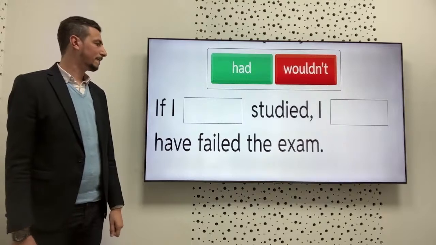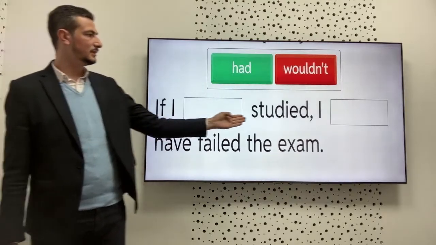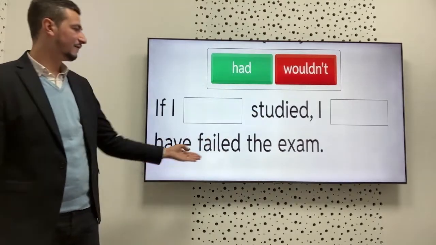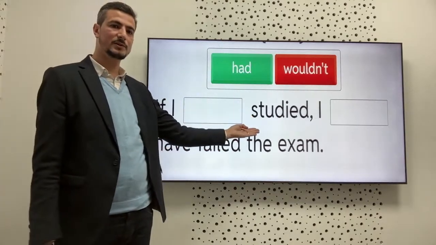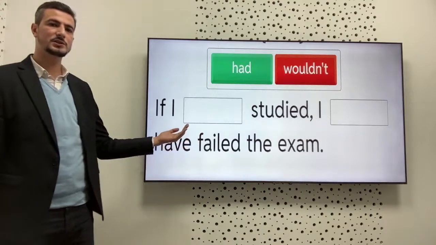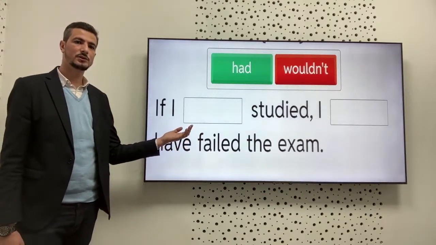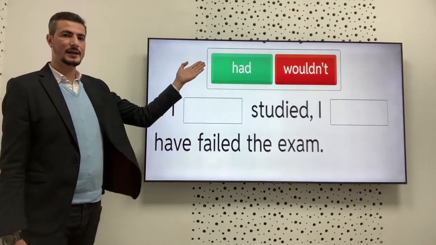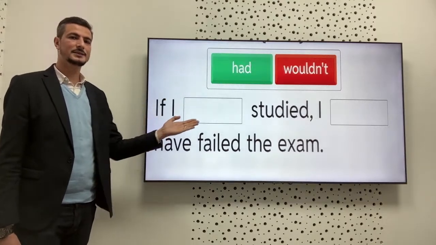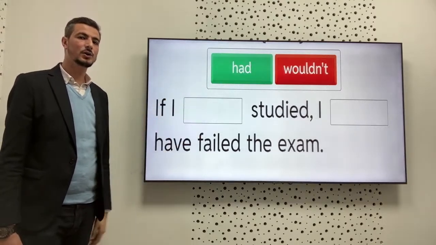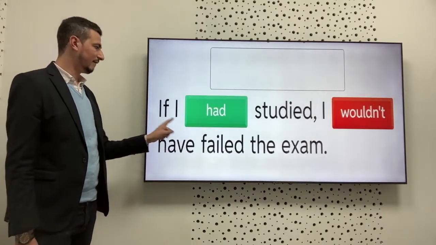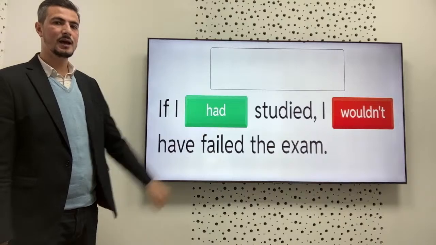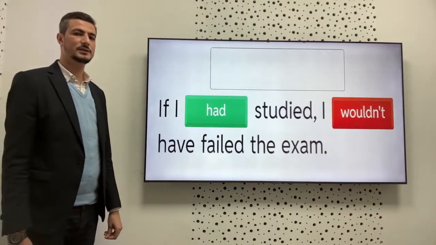This example, if I studied, I have failed the exam. So what do you say? Studied is past participle. What comes before past participle in the third conditional? It is, of course, had. So if I had studied, I wouldn't have failed the exam. I repeat, if I had studied, I wouldn't have failed the exam.